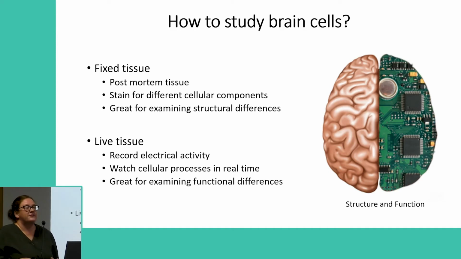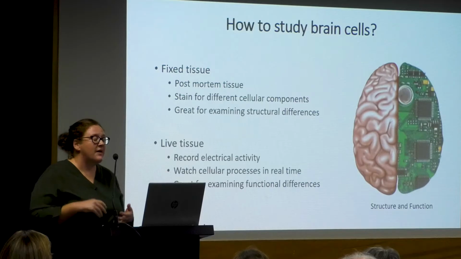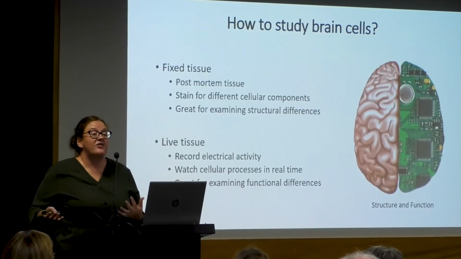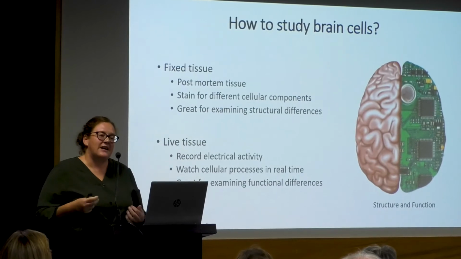And when you have a piece of fixed tissue, you can do lots of different things, but one example is to stain for different cellular components or look at how different structures have changed in size. And this is really important for looking at the structural changes in the brain. So if you have a control brain or a healthy brain versus a diseased brain. But the structure doesn't tell you the full picture. You really want to have living tissue to be able to understand what's really going on. So you want to be able to look at the electrical activity in a live piece of brain tissue to really understand how that tissue is working.